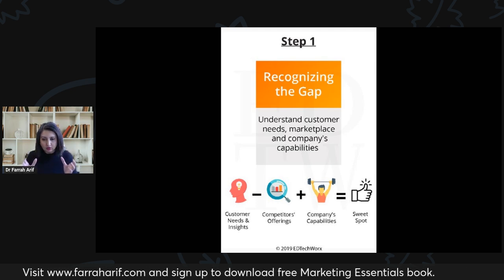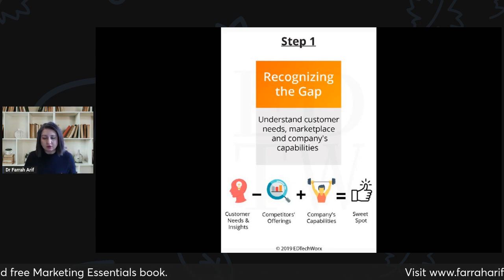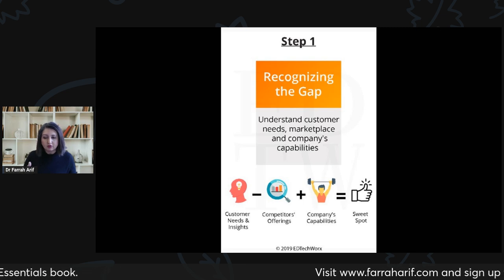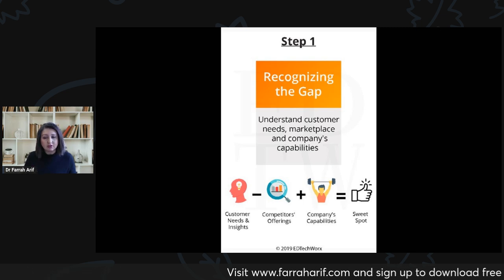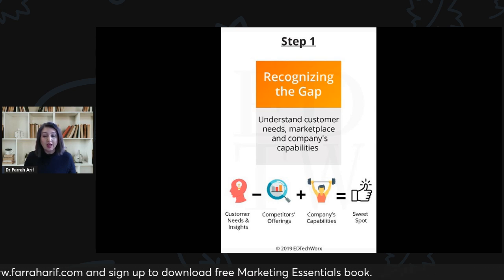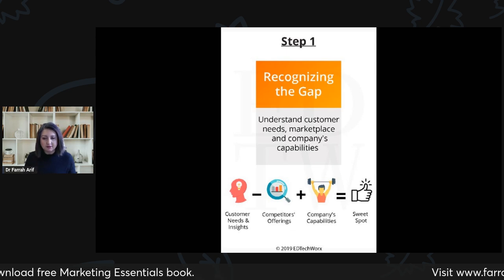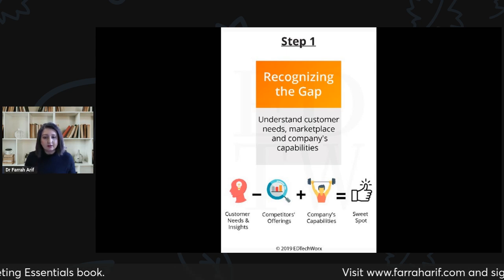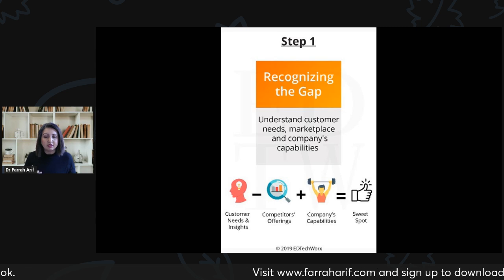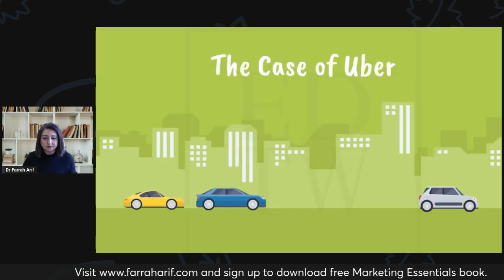So in this whole framework, when you understand the customer needs, you then try to understand what your competitors are offering. Now there must be something which is still left out, a need which competitors are not fulfilling. And here you jump in, because you have the capacity, you have already assessed it, you say, all right, this is the gap in the market, and yes, we can fulfill it. And that is called your sweet spot.